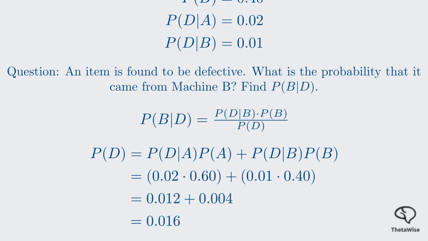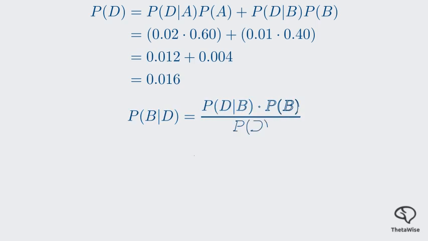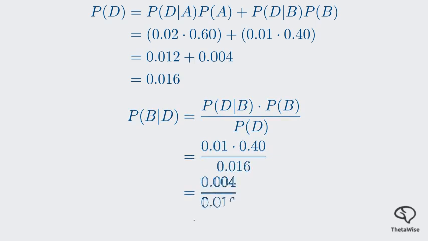Now we can solve for P of B given D. Plugging in our values, we get 0.01 times 0.40 divided by 0.016. That's 0.004 divided by 0.016. The result is 0.25, or 25%. Let's unpack that. Our prior belief was that the item came from B with 40% probability. After finding out it was defective, that probability dropped to 25%. Why? Because a defect is twice as likely to come from Machine A.